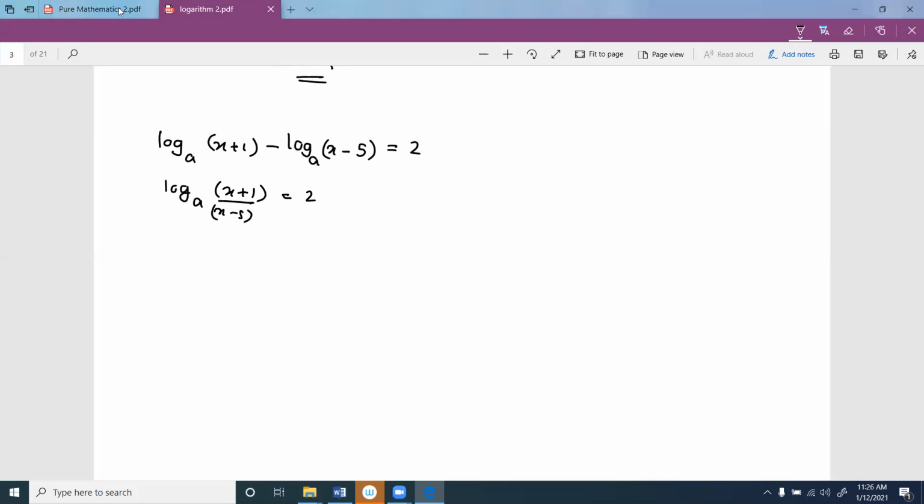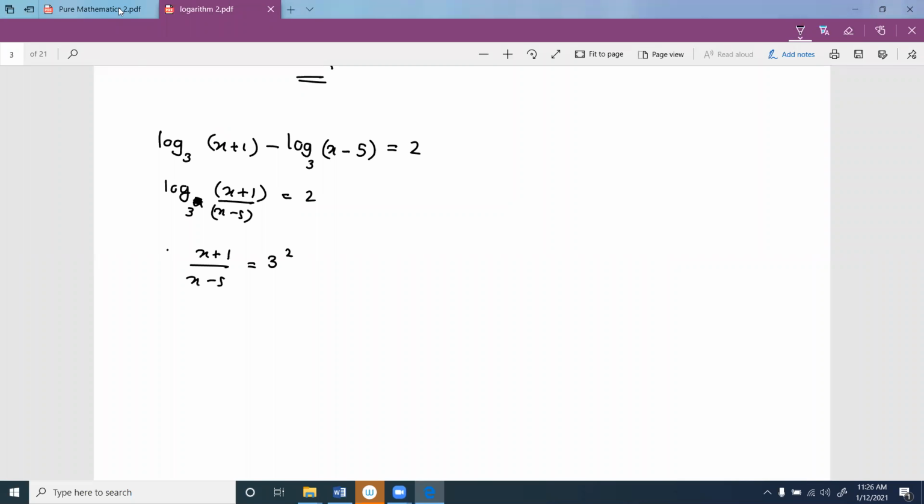So this is not a, this is 3. I just made a mistake. This is not a, the base is 3. Other than that, you cannot get the answer as an expression only. So the base is 3. Then you can write x plus 1 over x minus 5 equals how much? 3 to the power 2.